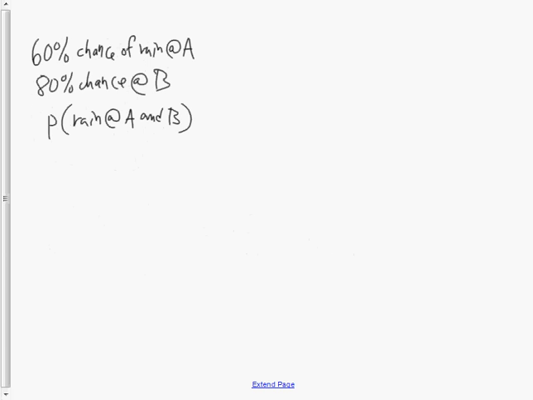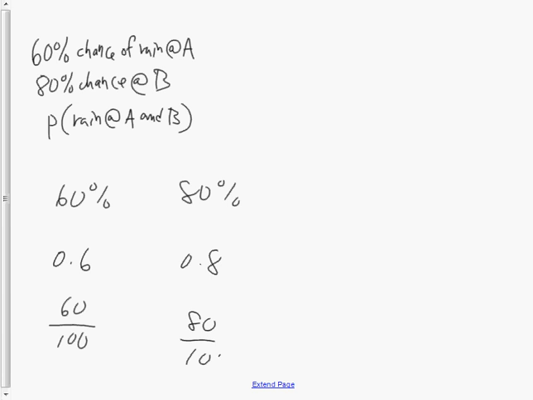The next question is one that most people get wrong. It says there's a 60% chance of rain at city A, and there's an 80% chance of rain at city B. What's the probability that it will rain in both A and B? So if we think about 60%, 60% is really 0.6, or 60 out of 100. 80% is really 0.8, or 80 out of 100.